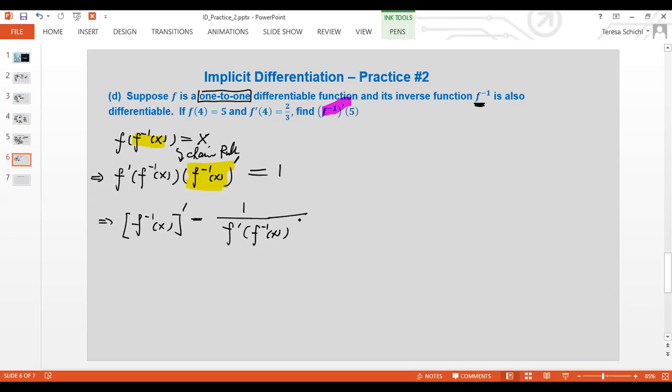Now let's take a look at the problem and see how we substitute the values. The first number they tell you is f of 4 equal to 5. So if this is 4 and this is 5, this direction is f. So this is f of 4 equal to 5.